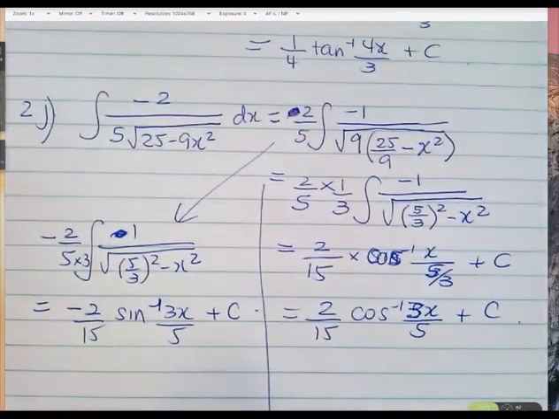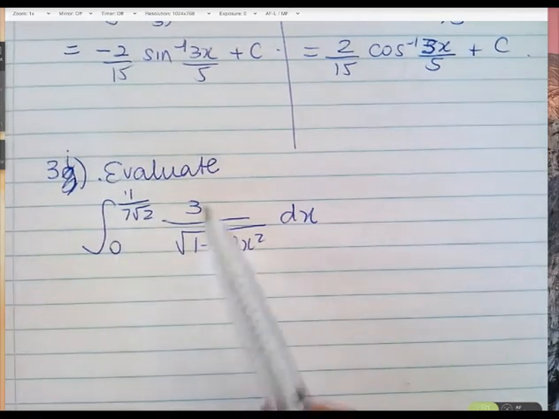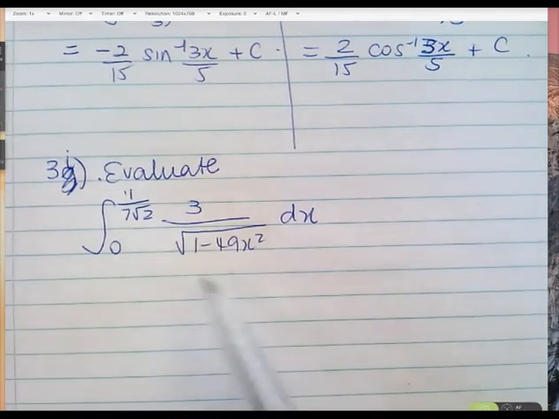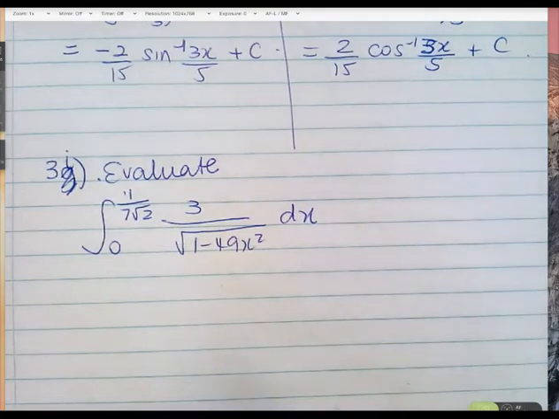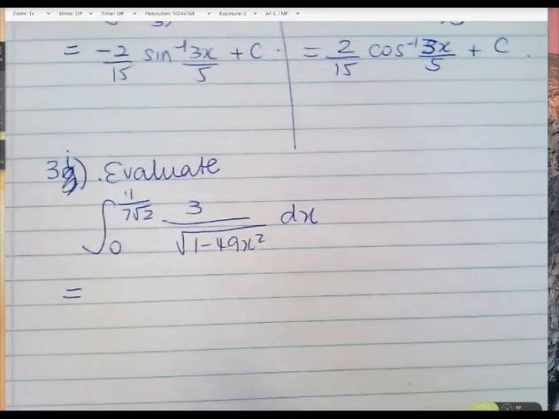Now, evaluate the following. The integral from 1 over 7 root 2 to 0, 3 over the square root of 1 minus 49 x squared dx. You want that to look like 1 over the square root of a squared minus x squared. Do you want to have a go yourselves? Yeah.